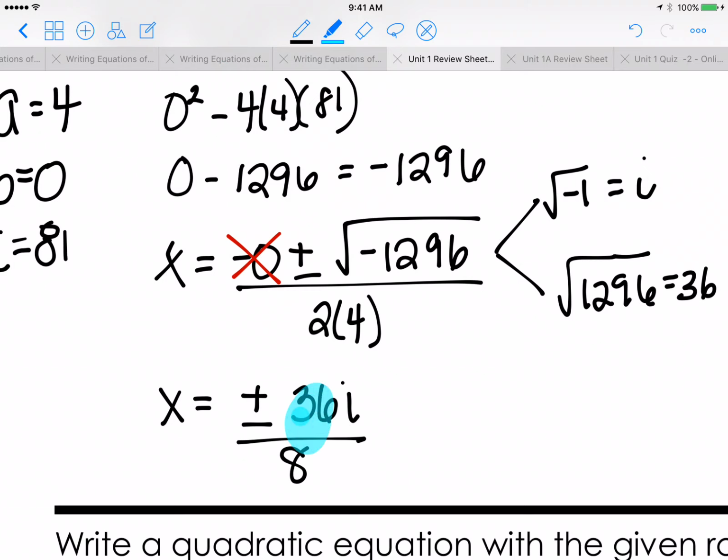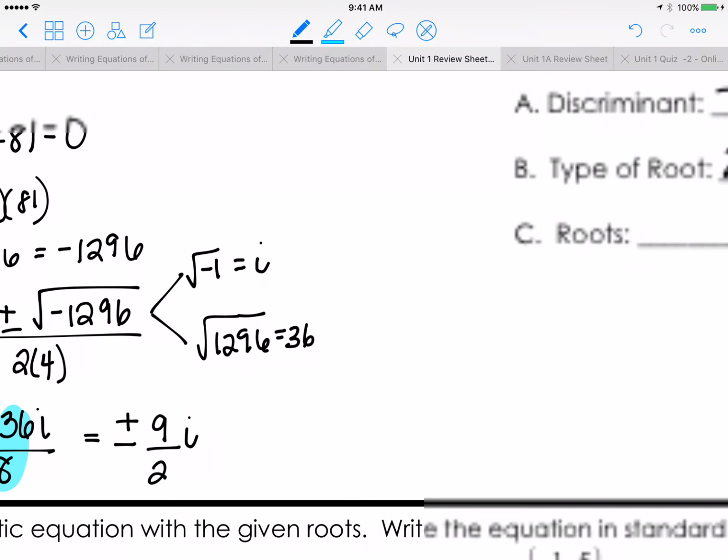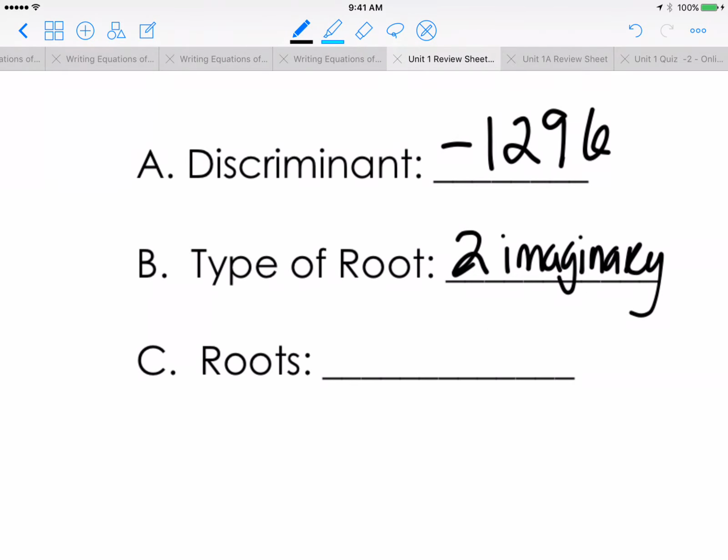Now we can simplify right here. 36 divided by 8, if you do that in your calculator, you're going to get plus or minus 9 over 2, so 9 halves i. And that gives us 2 imaginary roots. So x equals plus or minus, so there's your 2, 9 halves i. All right.